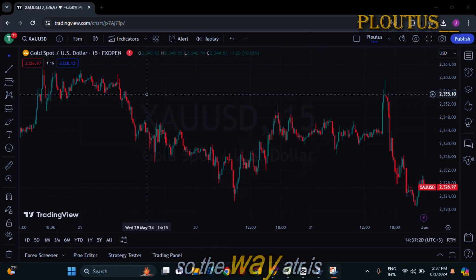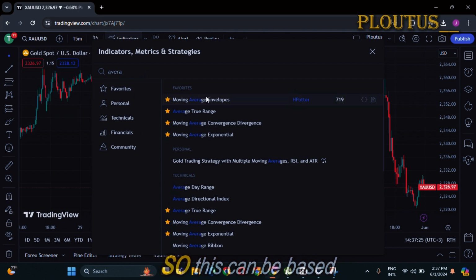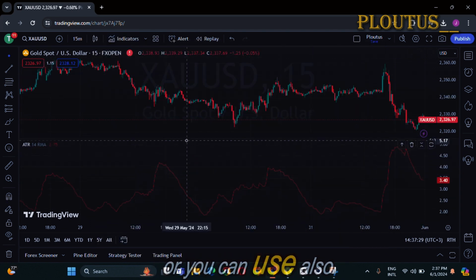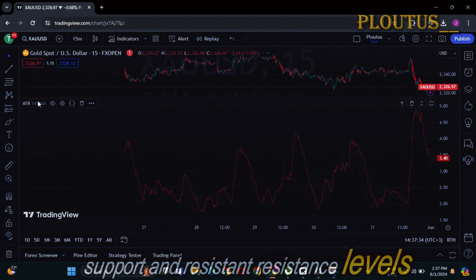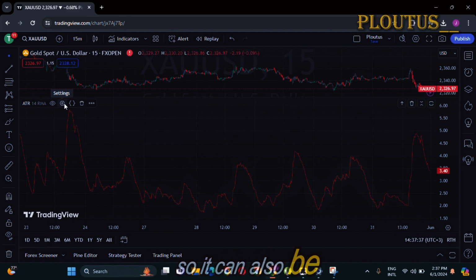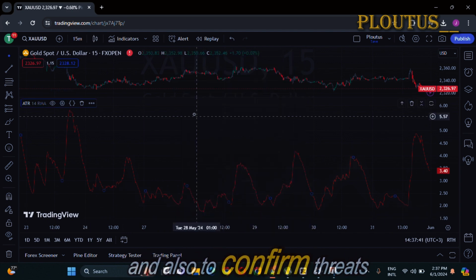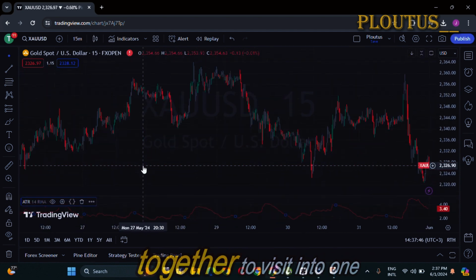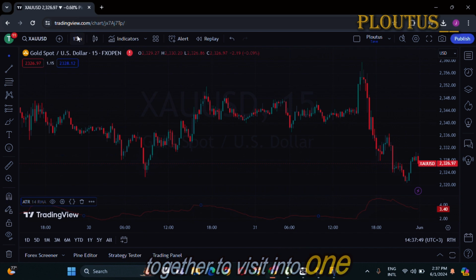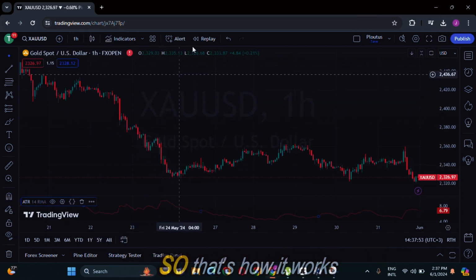The way ATR is used is that it's used to set stop loss and take profit levels. This can be based on multiples of ATR, or you can also use key potential support and resistance levels. It can also be helpful in position sizing and also to confirm trends. So based on these indicators, that's how I pieced them together into one indicator that's used to provide signals essentially. So that's how it works.